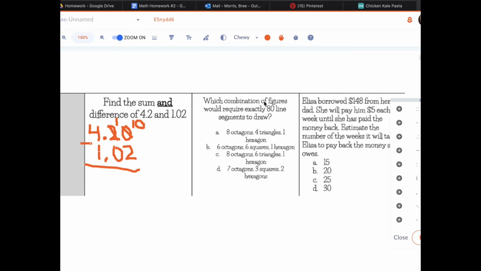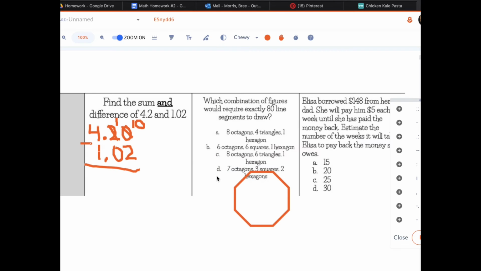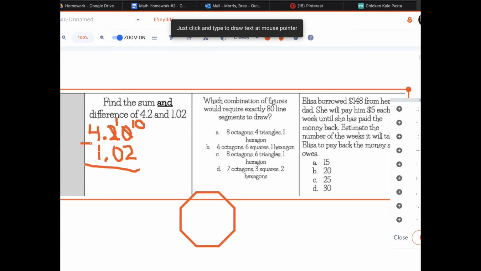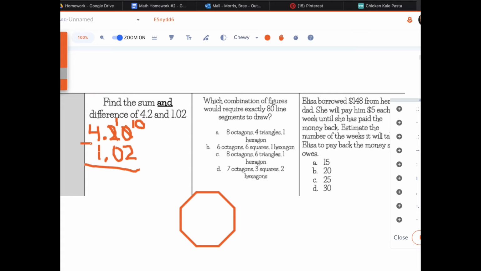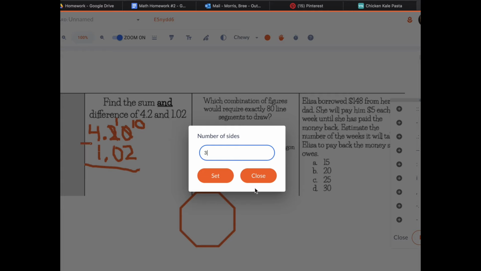On this next one, which combination of figures would require exactly 80 line segments to draw? So let's draw out these shapes first. An octagon has 8 sides. Okay, so there's your octagon. A triangle, we know, has 3 sides.